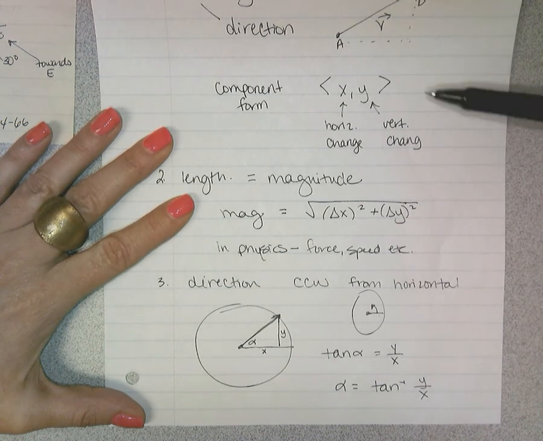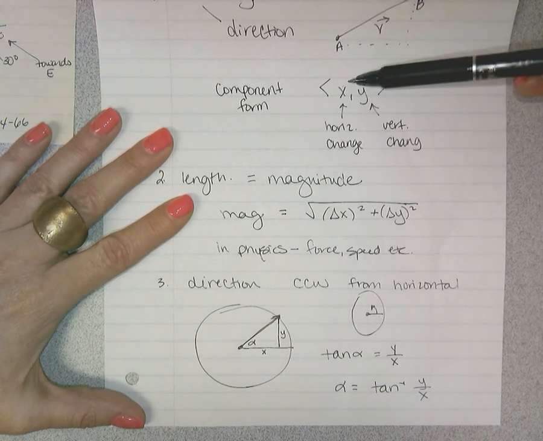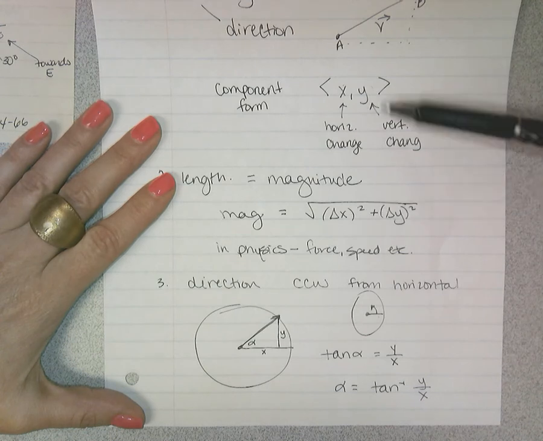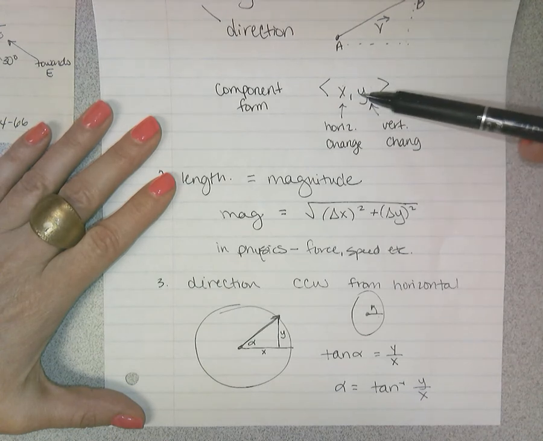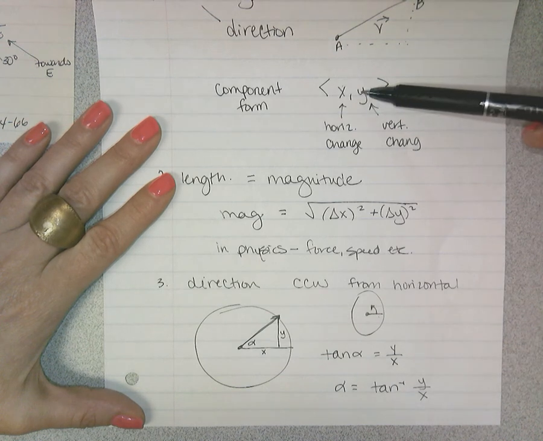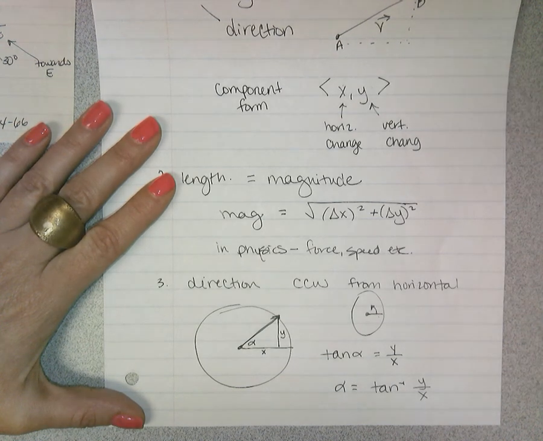And you can get those y over x values from up here. So you can calculate magnitude from these x, y values in the component form, and I can find the angle from these x, y values in my component form. Okay?